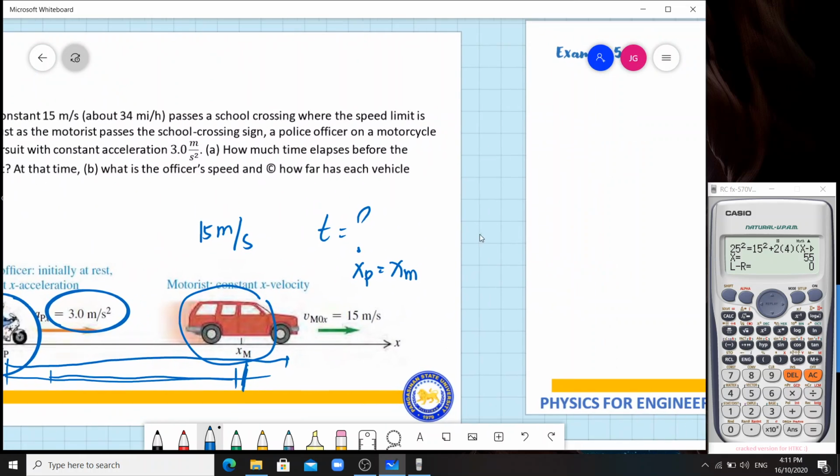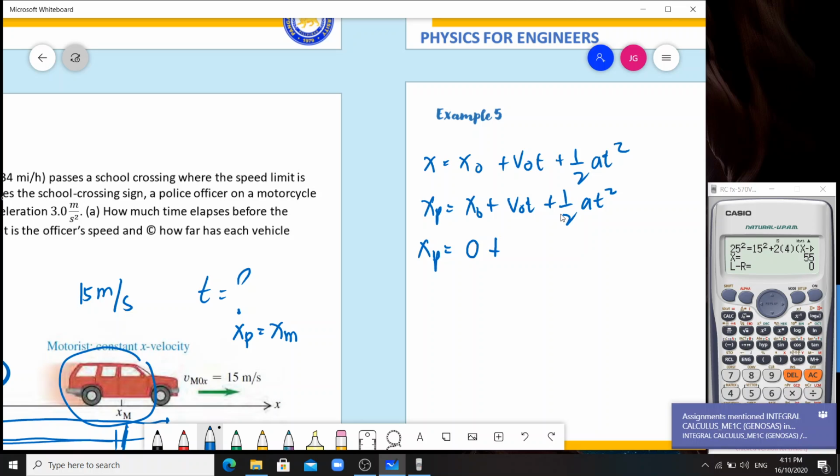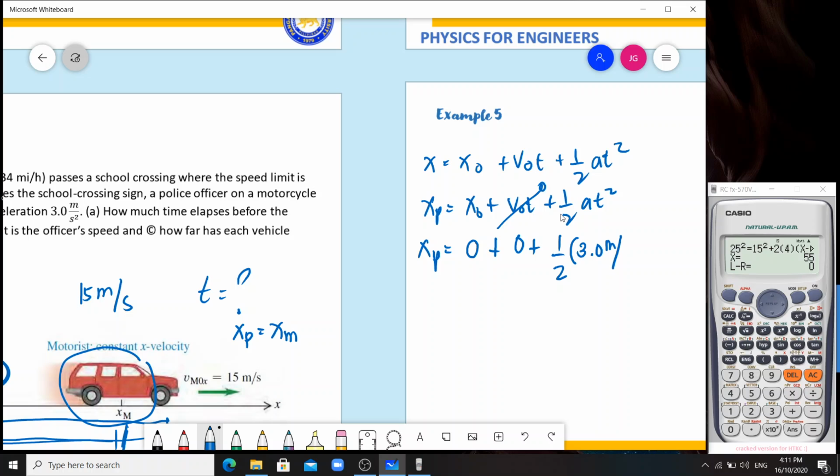Ngayon, let's compute for XP muna. Meron tayong formula na X is equals to X0 plus V0T plus 1 half AT squared, diba? So, si XP ay X0 plus V0T plus 1 half AT squared. Ngayon, si policeman ay nakastop. At ang initial position niya, i-set na lang natin as 0 kasi walang binigay. At nakastop siya, so ibig sabihin ng initial velocity niya ay 0. Plus 1 half at ang constant acceleration niya ay 3.0 meters per second squared at time squared. Hindi natin alam kung kailan yung time na magkasabay na sila.